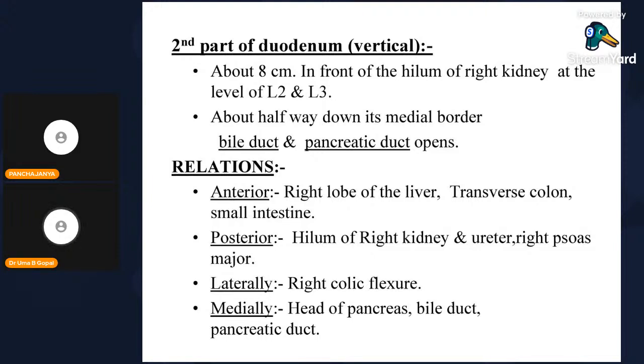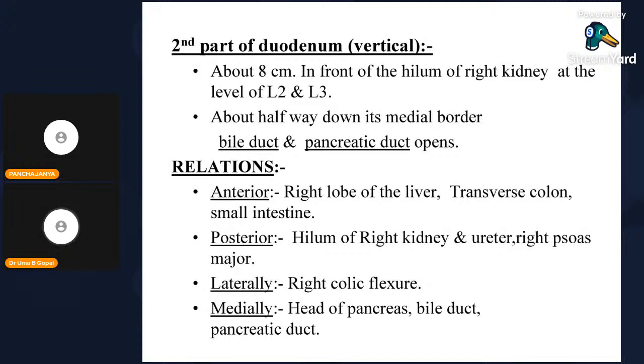Second part of the duodenum, about 8 centimeters, 7 to 8, in front of the hilum of the right kidney at the level of L2 and L3. About halfway down in the medial border, the bile duct and pancreatic duct open. So the second part is important. The bile duct joins with the pancreatic duct and forms an ampulla called the ampulla of Vater, a hepatopancreatic ampulla. It opens out into the second part of the duodenum at the summit of the major duodenal papilla, which lies 8 to 10 centimeters distal to the pyloric orifice of the stomach. That's what you have to write for the second part of the duodenum.